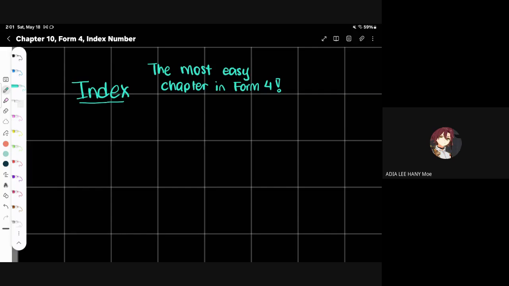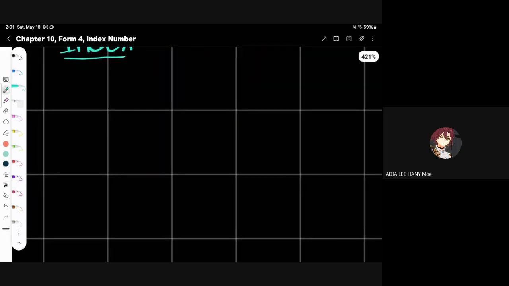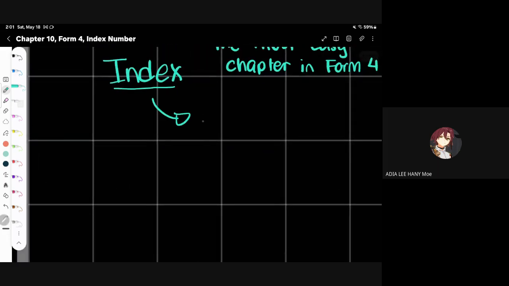Okay, so let's start with this chapter. In this chapter you're going to learn index. So what is index? Typically, index is related with money. If you have ever heard of money, right?